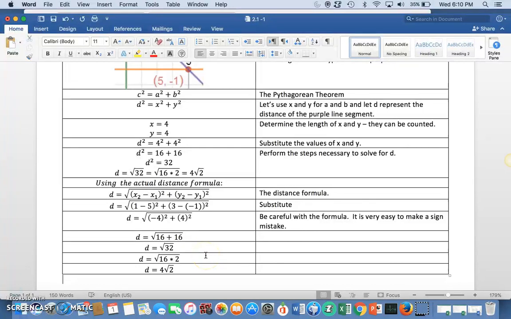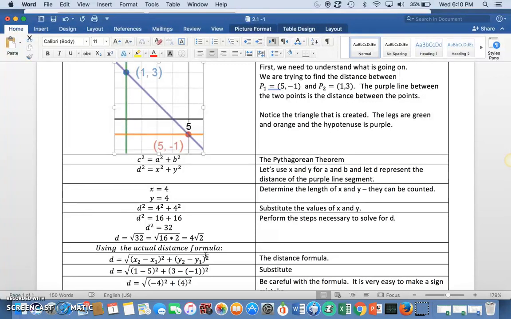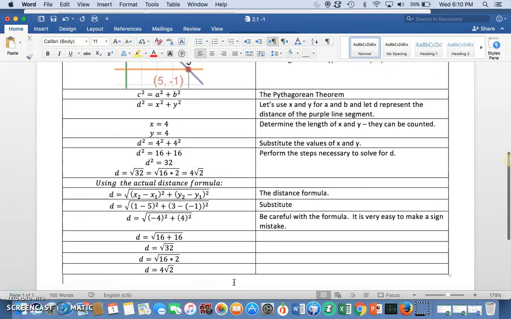Visually or working with the formula, I really just simply say, how far is it between 1 and 5? It's 4 units. I don't care whether it's positive or negative. How far is it from 3 to -1? 4 more units. Square those and then it comes out.